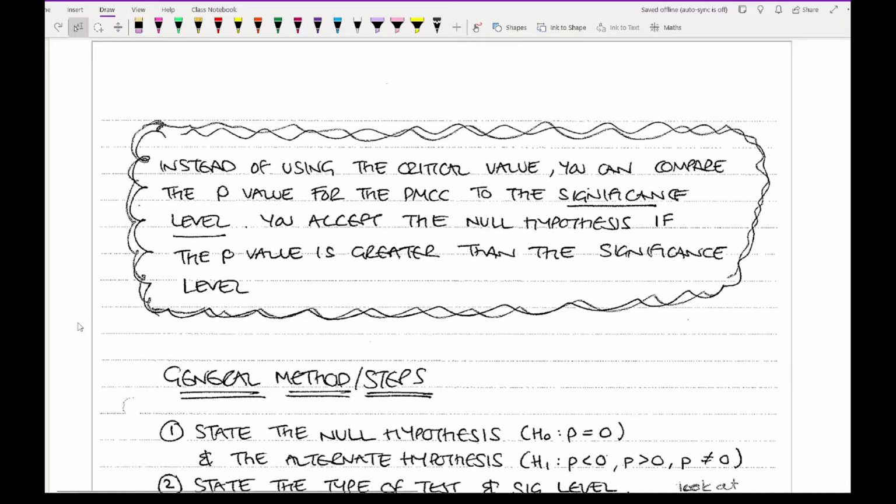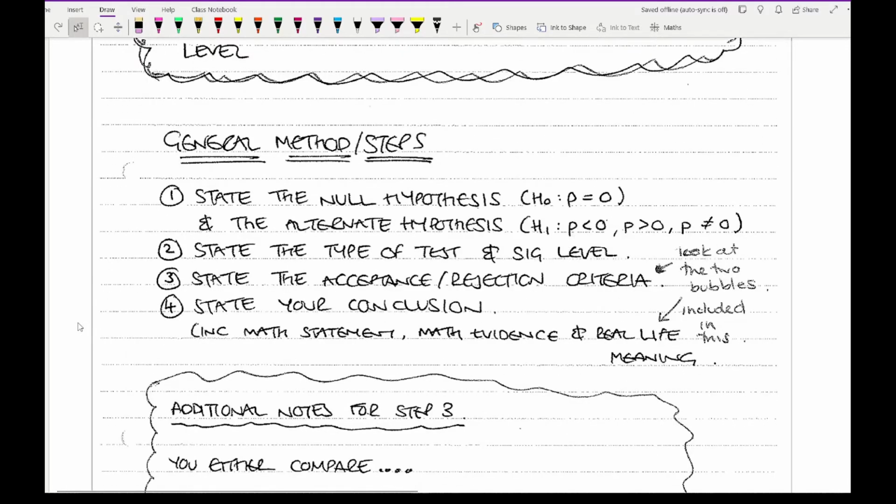Now in terms of the general steps, this is really important because usually hypothesis testing with correlation coefficients doesn't really carry that many marks. It usually carries 4 marks. 2 marks are basically generated from setting the parameters, and then the other 2 marks are for drawing your conclusions with a bit of evidence.